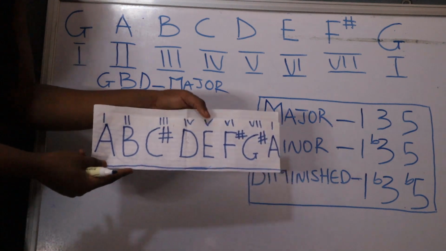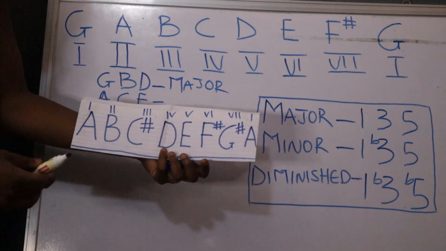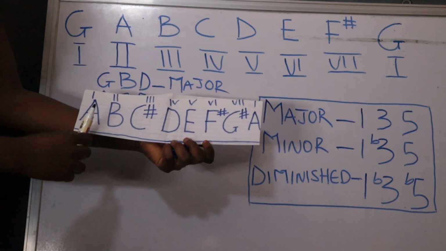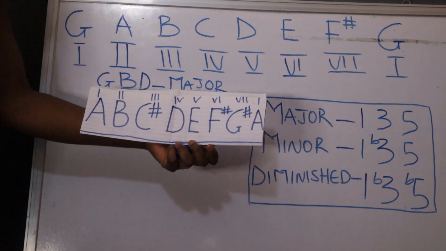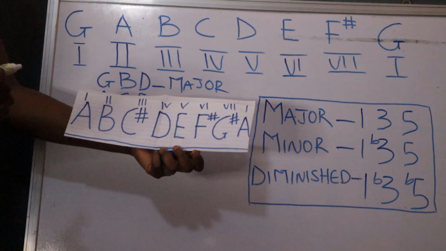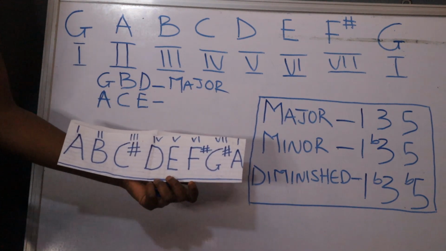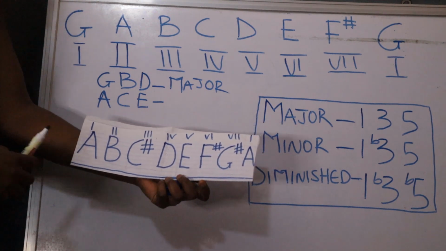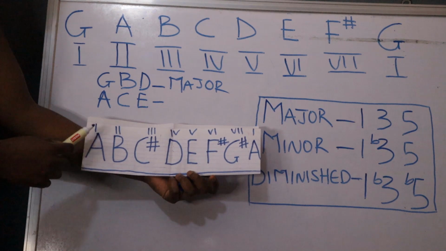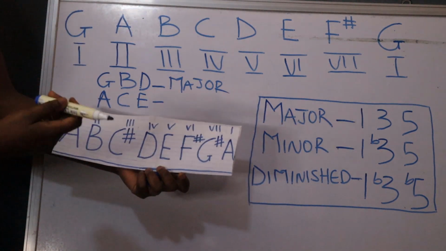Here are the notes in the A major scale. If you follow the tone tone semitone tone tone tone semitone formula that we learned in previous lessons, you would come up with this. So this is the A major scale. Now we want to ask ourselves a couple of questions. Is there an A in the A major scale? Yes, there is. It's the 1.